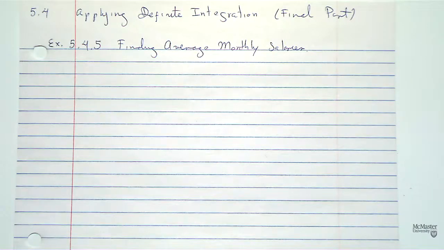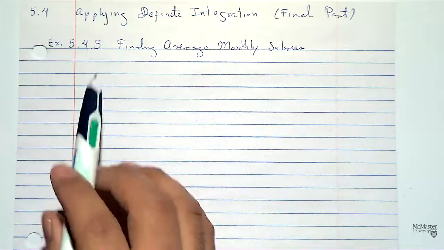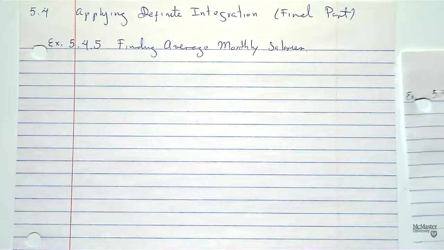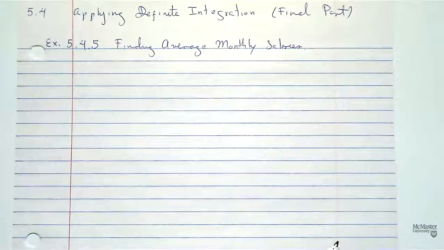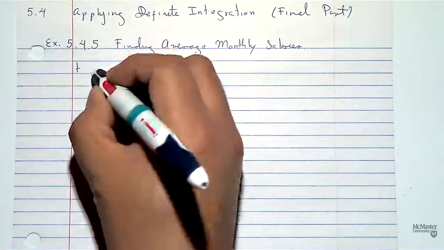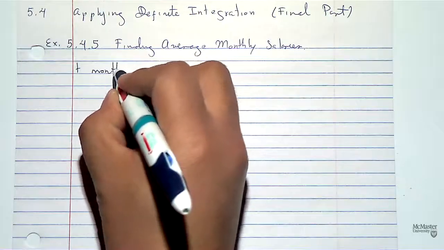Okay, so to finalize applications of definite integration, we're going to do a couple examples and then we jump to a new topic. The first one, as you can see, is exercise 5.4.5, finding average monthly salaries, and it goes like this.